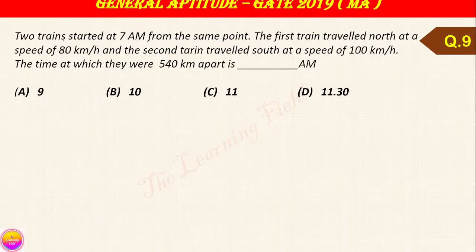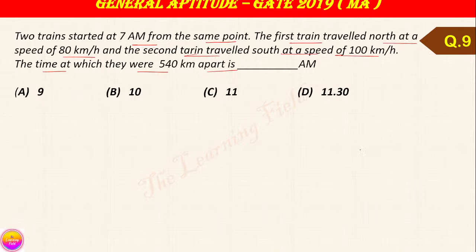The next question says that two trains started at 7 AM from the same point. The first train traveled north at a speed of 80 km per hour and the second train traveled south at a speed of 100 km per hour, at the time at which they were 540 km apart.